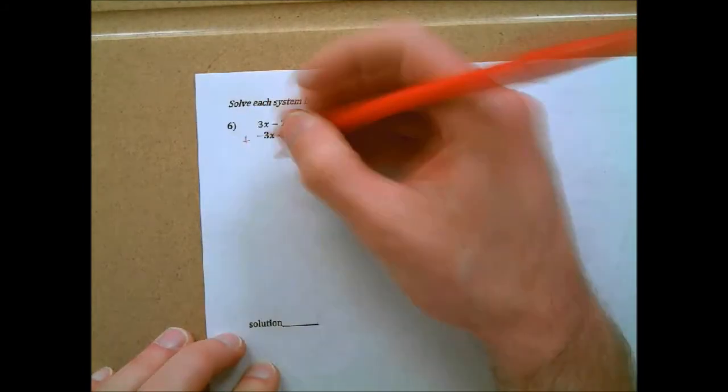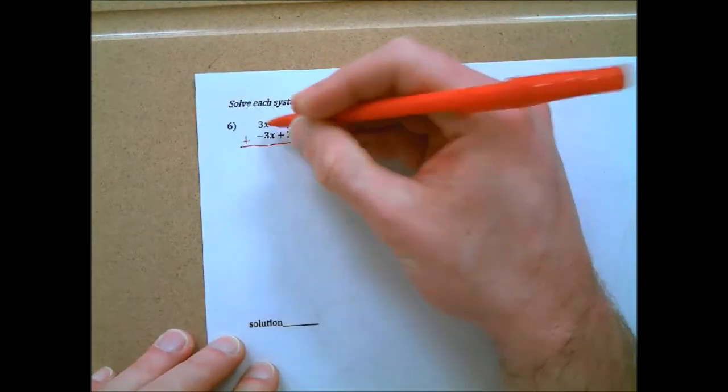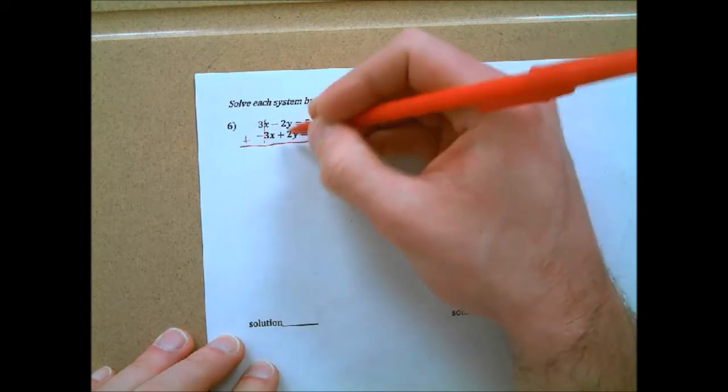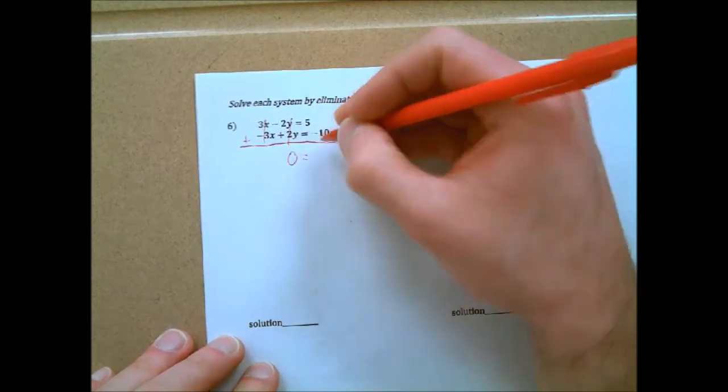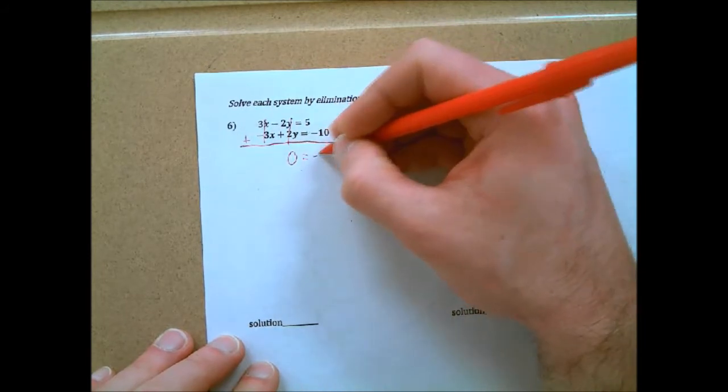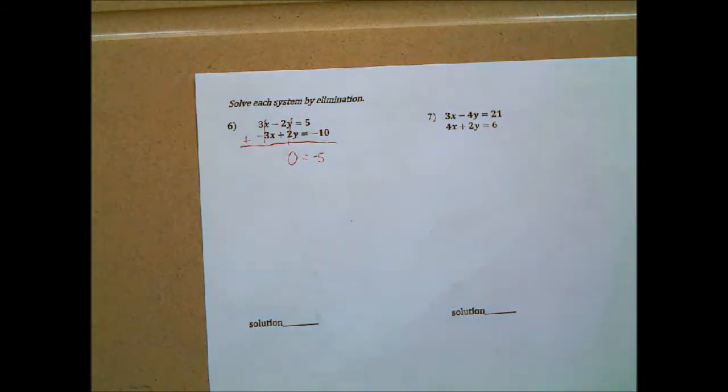Let's add these 2 equations together. 3x and negative 3x cancels, leaving me with a 0. Negative 2y plus 2y is also going to cancel, leaving me with 0. And the 5 and negative 10 add together to make negative 5. And now we end up with this strange statement. 0 equals negative 5. Does 0 ever equal negative 5? And hopefully you're either thinking in your head or saying out loud, no, okay? And you're right. 0 never equals negative 5.